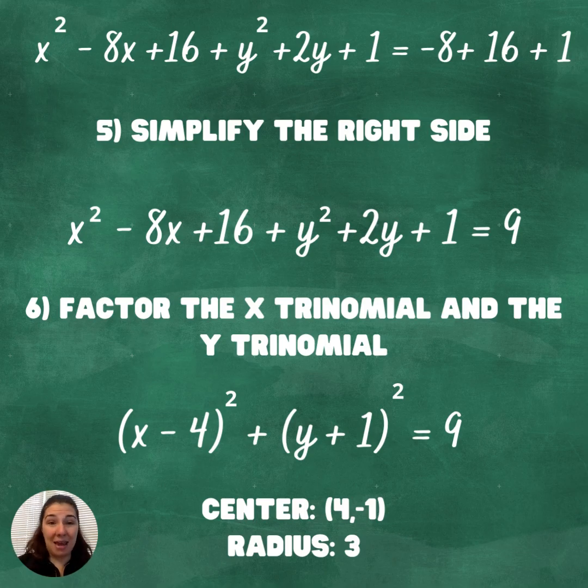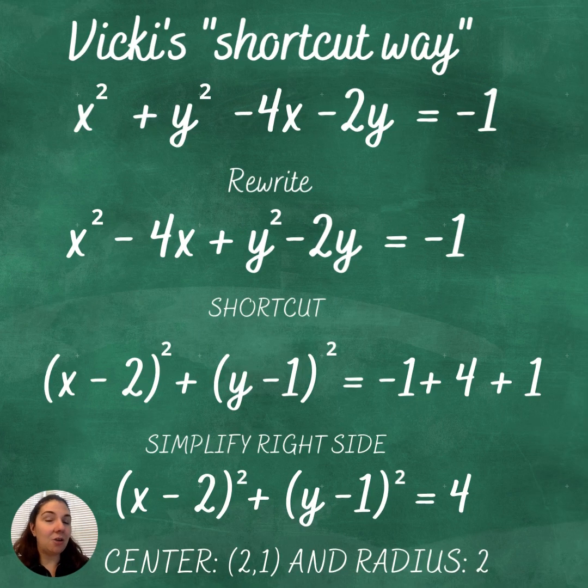So I don't make the trinomial on the left side. I do add the value halved and then squared on the right side, but I don't write the full trinomial out. So I'm going to show you how I do that. Okay, so here's a new problem. It's x squared plus y squared minus 4x minus 2y equals negative 1. So the constant is already on the right side, so we don't have to move anything over.